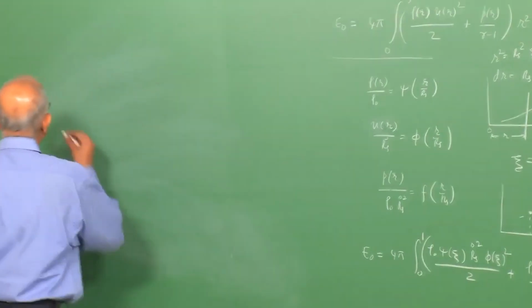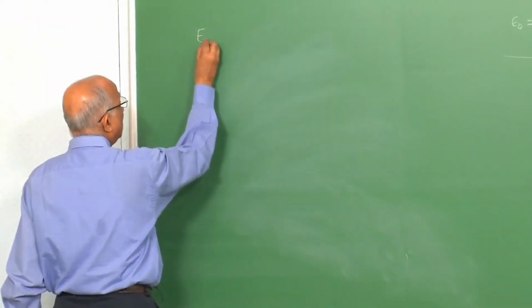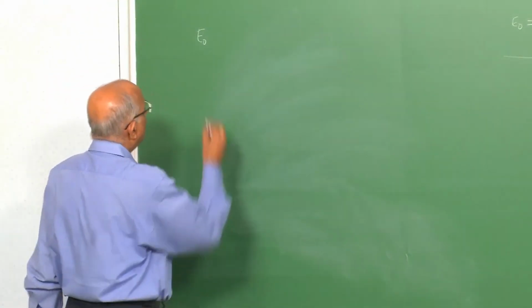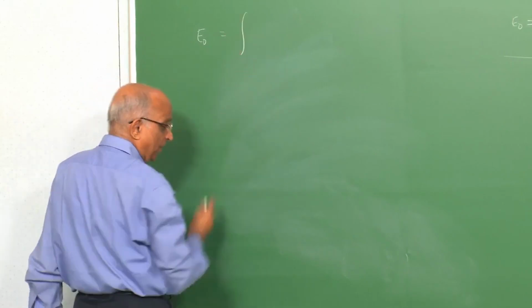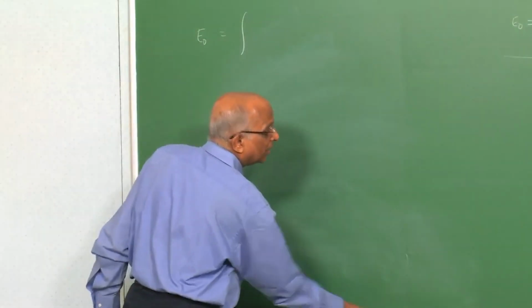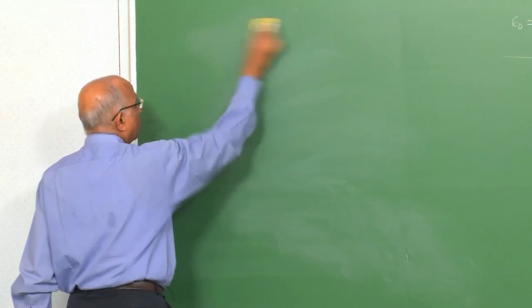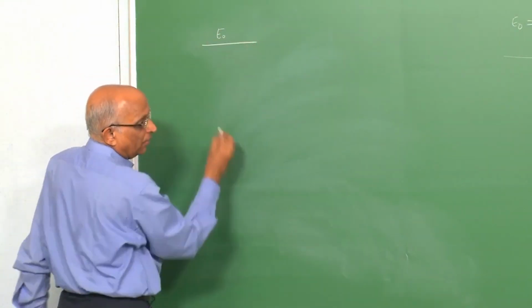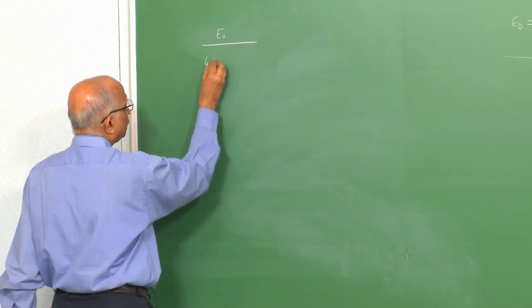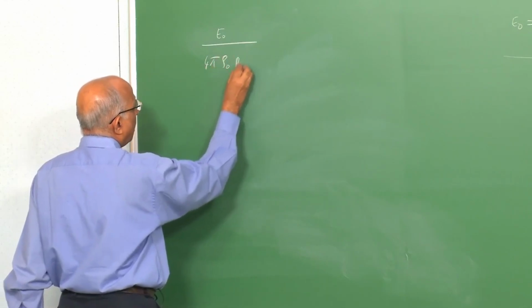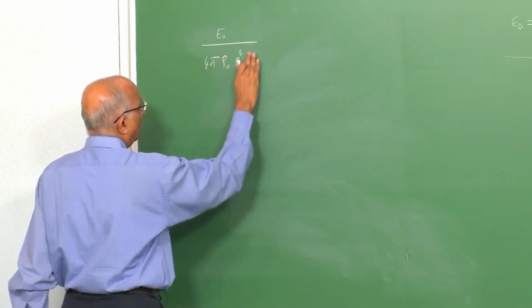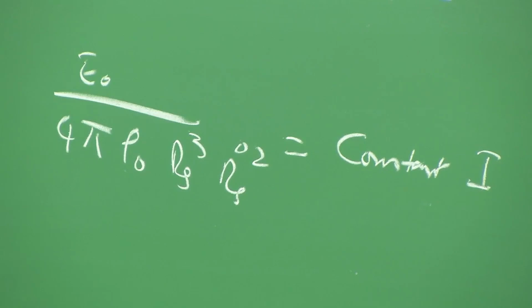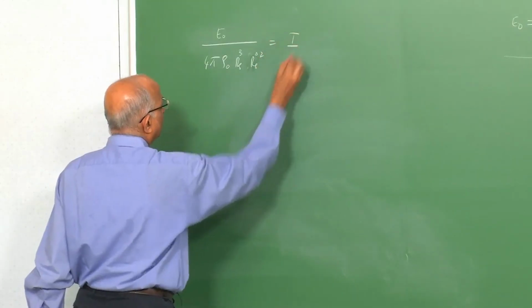We have E0, that is the energy release in a medium rho 0. We do not need to consider the integral, let me put it in terms of the fraction that we had got. We got E0 divided by 4 pi rho 0 Rs cubed into Rs dot squared is equal to I.